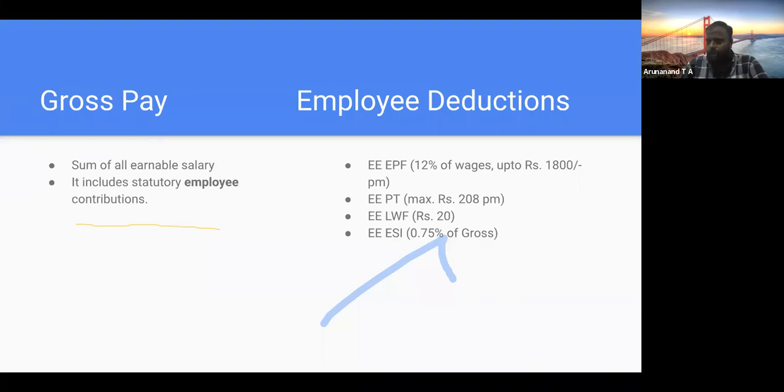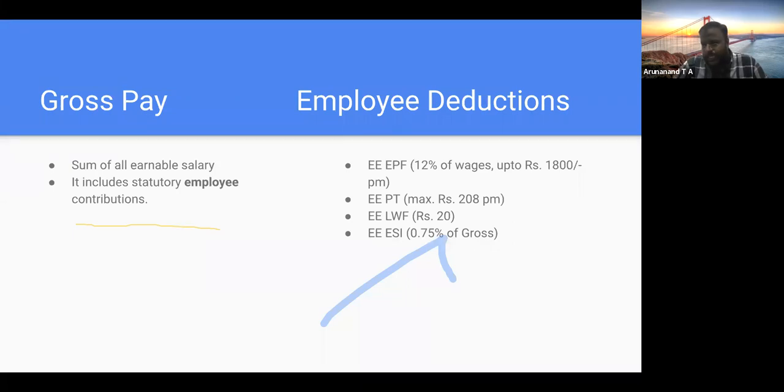And one good thing is that the employee contribution of ESI is just 0.75% of the gross salary, but the employer also contributes, which is 3.25%. So the employer's contribution is the highest one. For employees, it's a very small contribution, but they are getting a very big medical coverage. So that's what the ESI is.